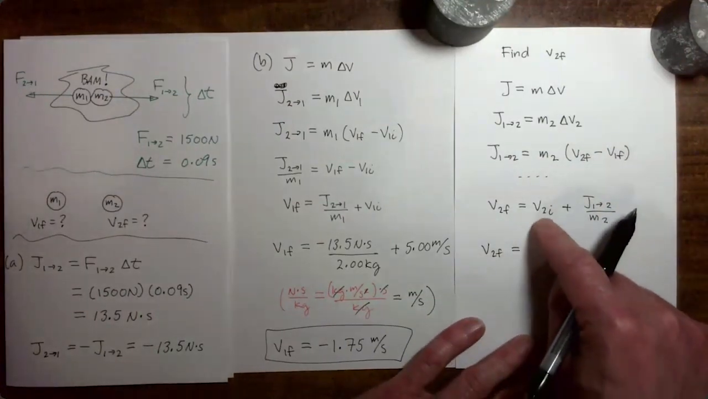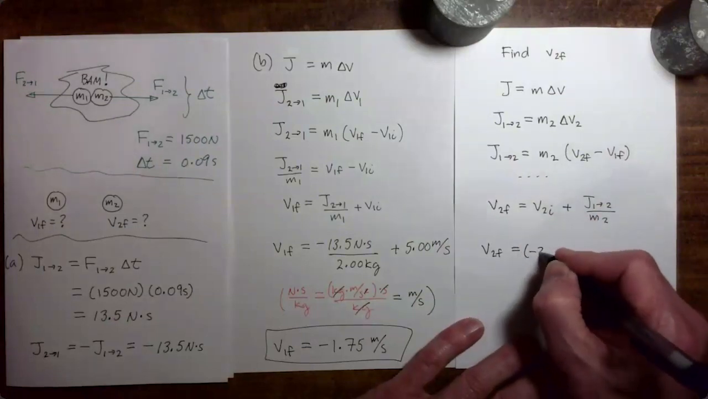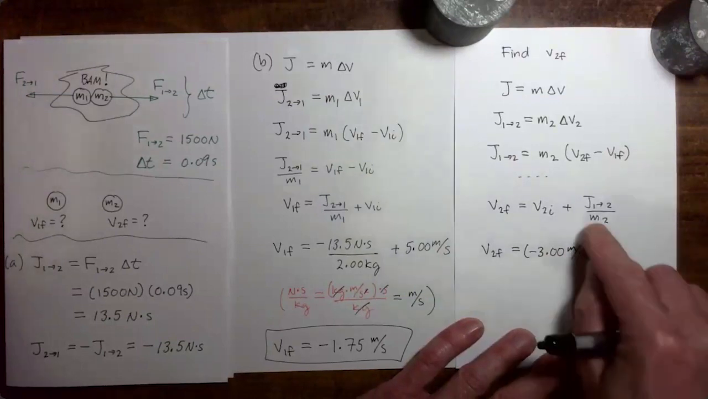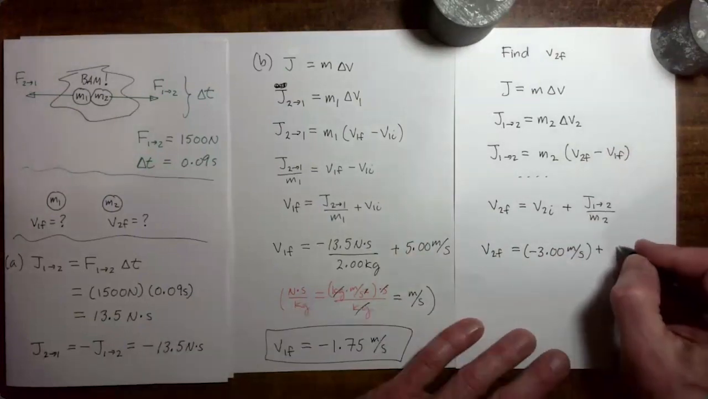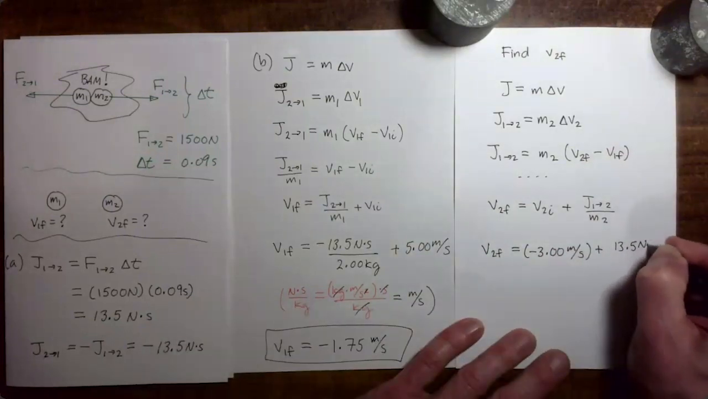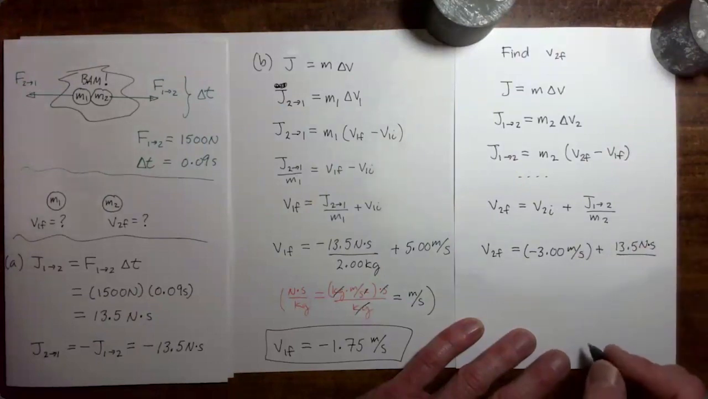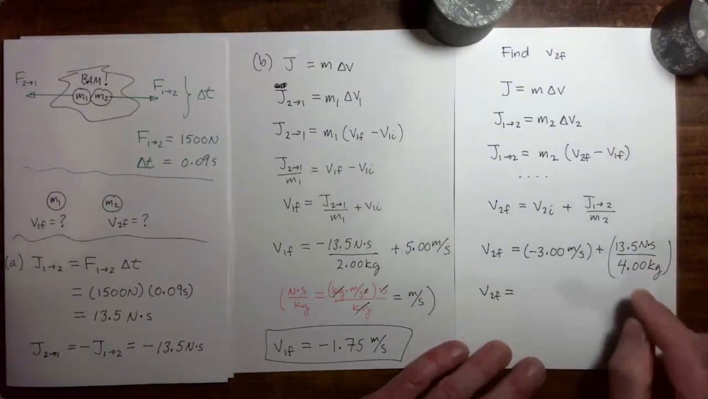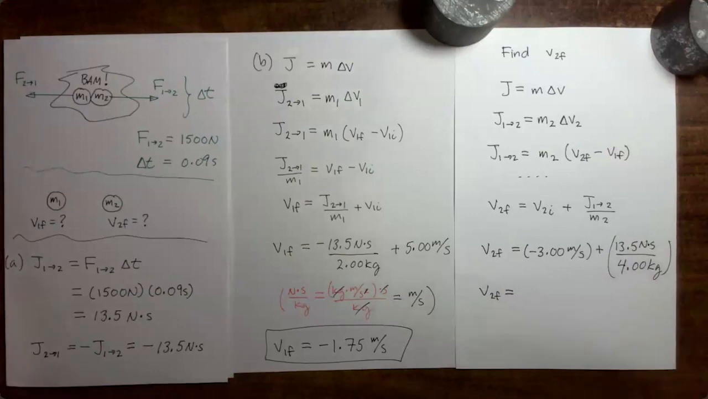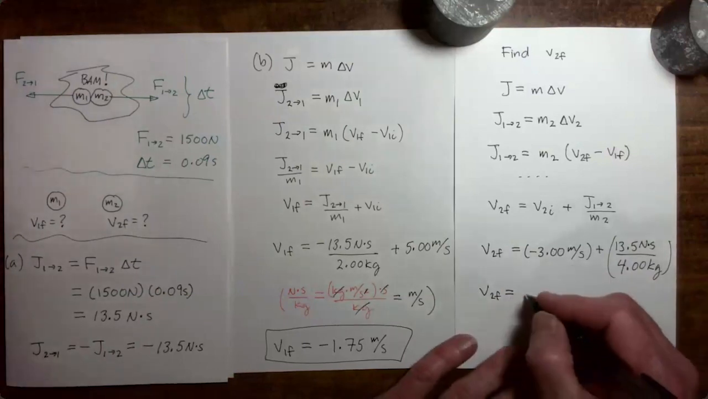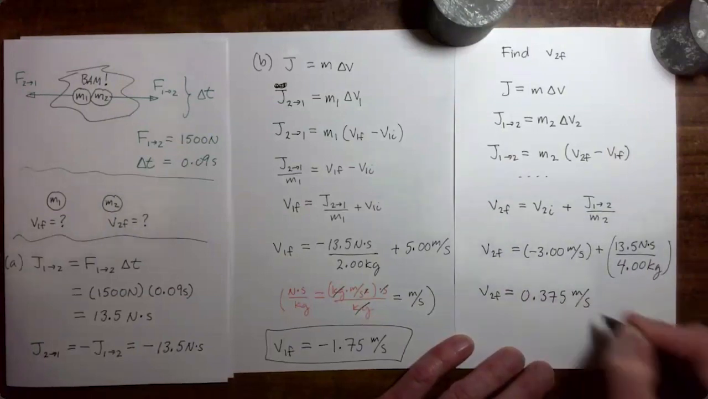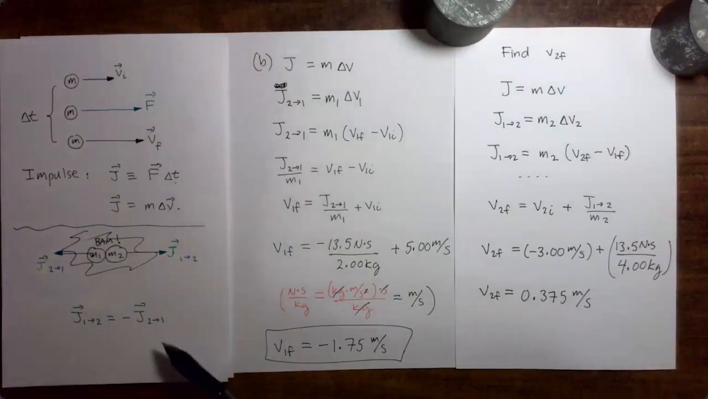Making the substitutions, we were given V2 initial is minus 3 meters per second. Then we're going to add impulse 1 on 2. Impulse 1 on 2 was 13.5 Newton seconds. Mass 2, 4 kilograms. Here I'm going to skip the unit checking as we did before, but when I make these substitutions, I get V2 final is equal to 0.375 meters per second.